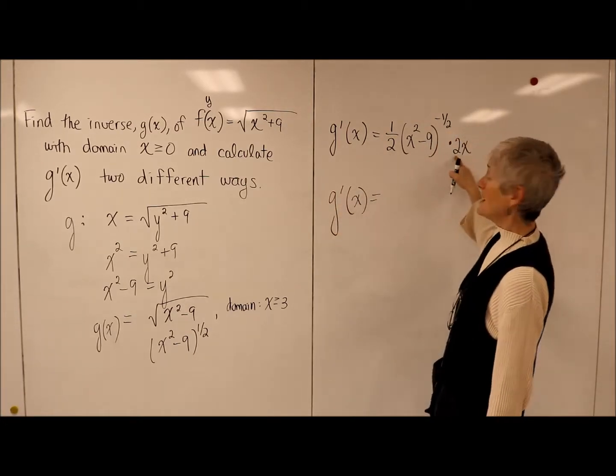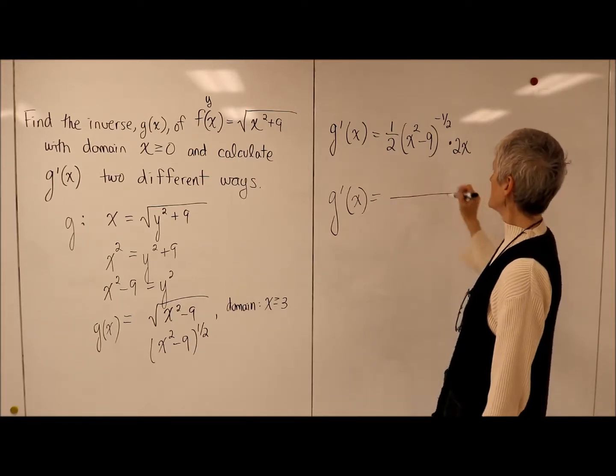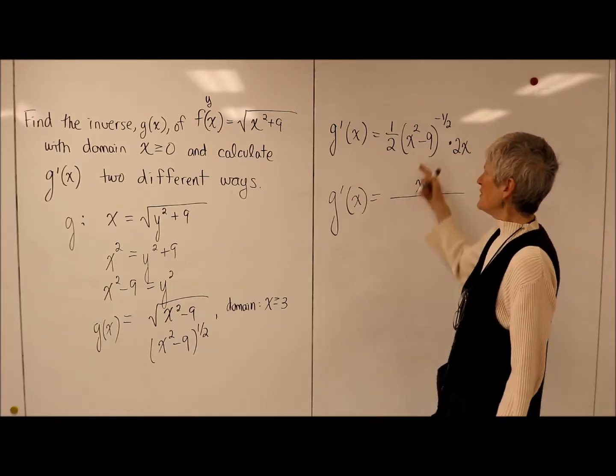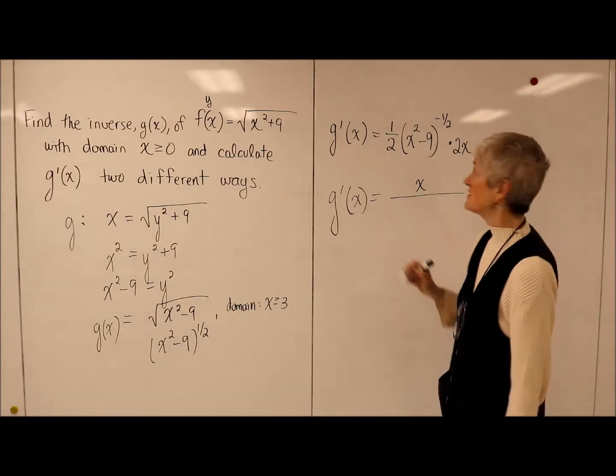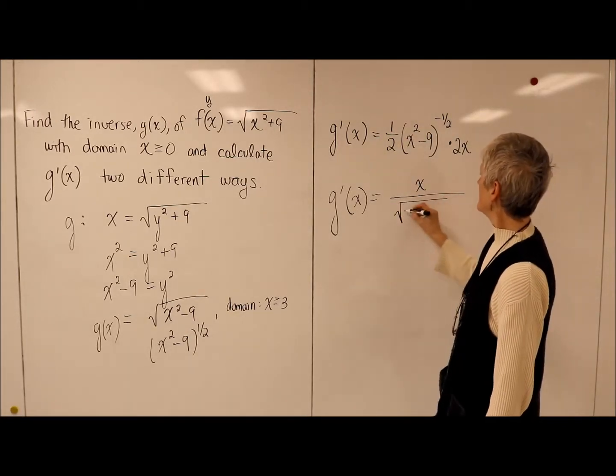Let's see, 1/2 times 2 is 1 last time I checked. That x is in the numerator. You don't have to write this with a positive exponent, but I'm just going to for fun.